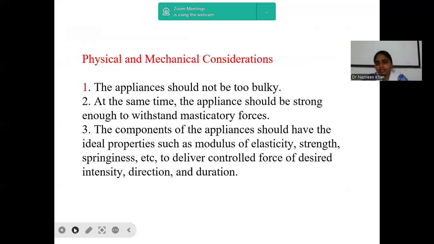Physical and mechanical consideration. The appliance should not be too bulky. At the same time, the appliance should be strong enough to withstand masticating forces. The component of the appliances should have the ideal properties such as the modulus of elasticity, strength, springiness, and to deliver the controlled force of desired intensity, direction, duration.